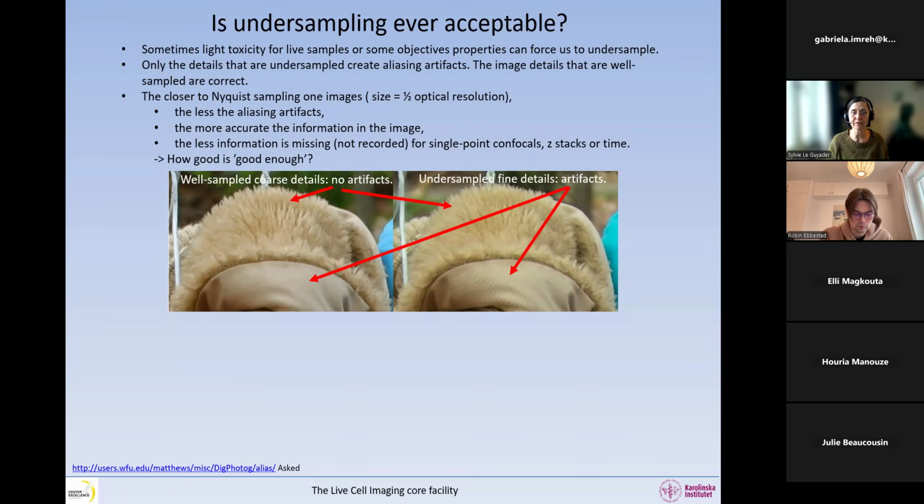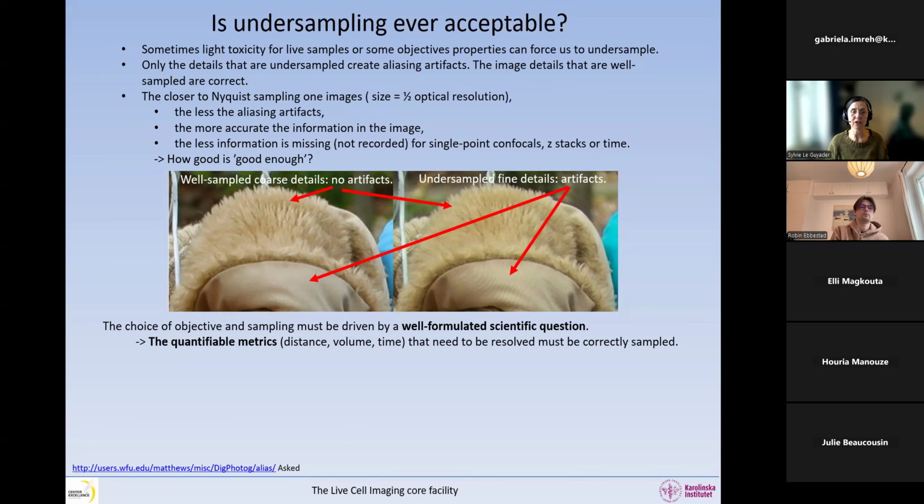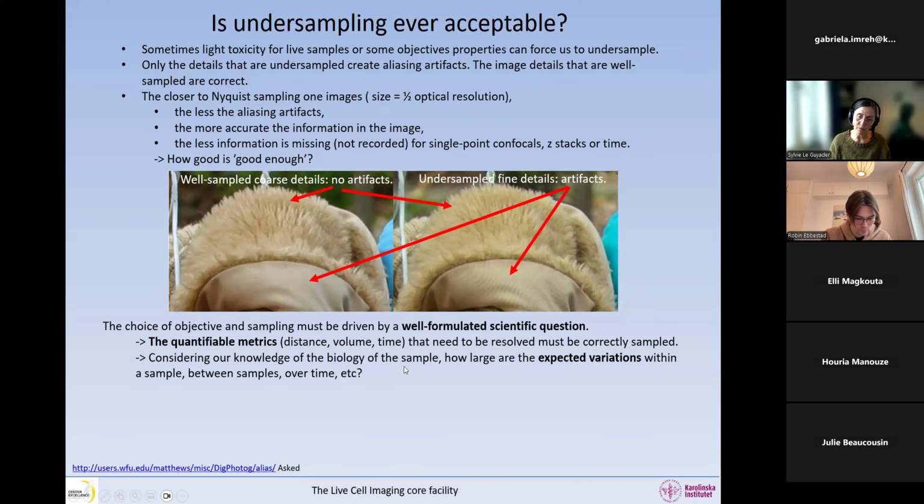So how good is good enough? The choice of objective and sampling must be driven by a well-formulated scientific question with metrics. What do I want to measure in this image? Quantifiable metrics of distance, volume, time, etc. that need to be resolved, and they must be correctly sampled. So considering our knowledge of the biology of the sample, how large is the expected variation between, for example, wild type and mutant? If you have small variations that you want to detect, you must be much more careful and sample everything that you need to extract in a Nyquist way.